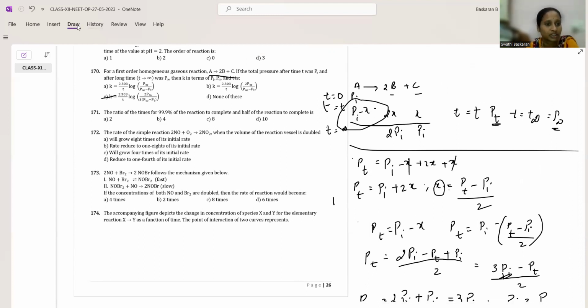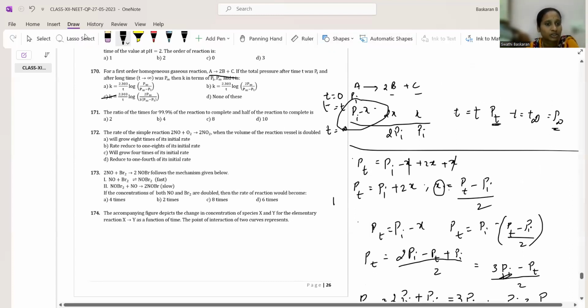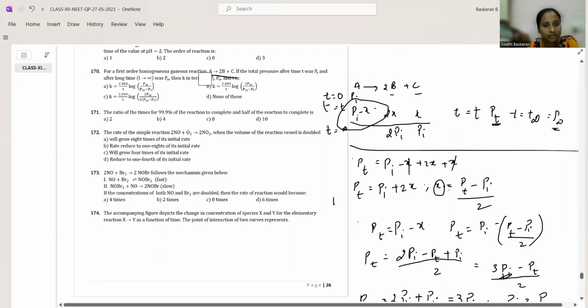So this is how we are supposed to solve this type of questions. Hope you understood this. Now we will move ahead with the next question. Just have a look at the next question quickly.